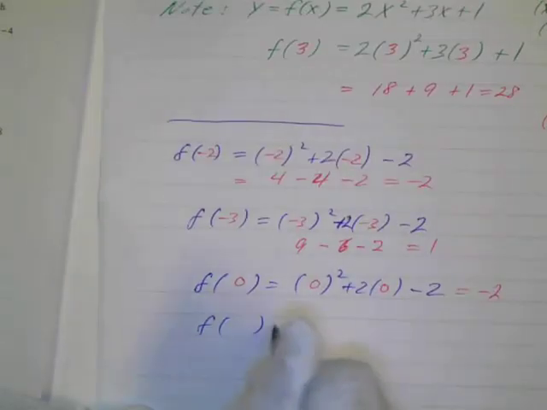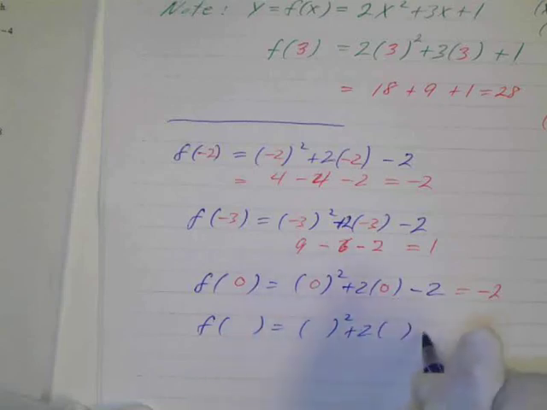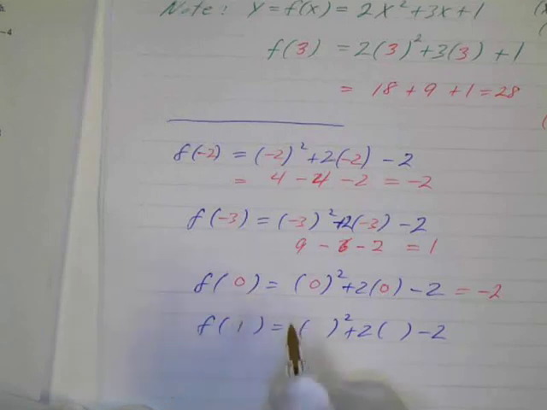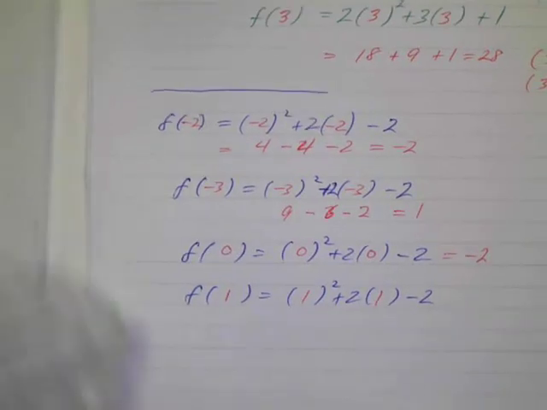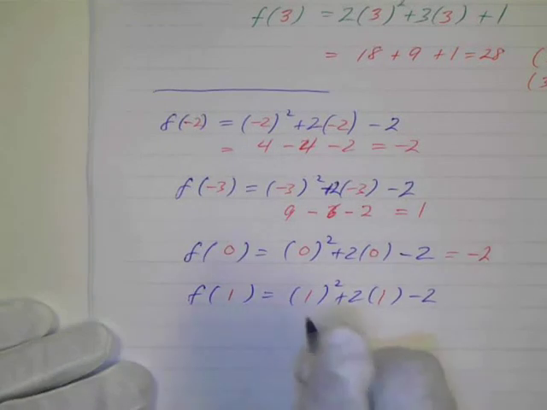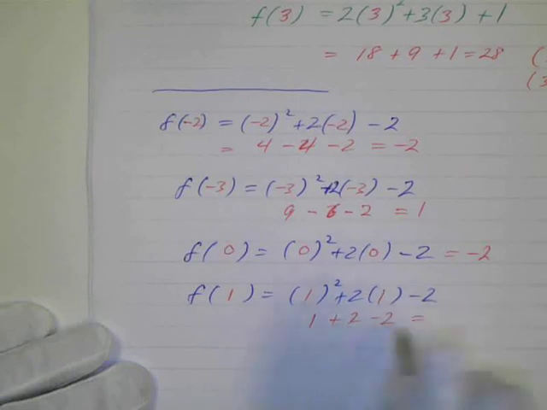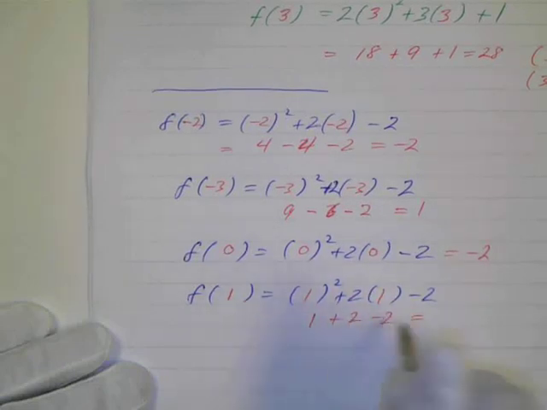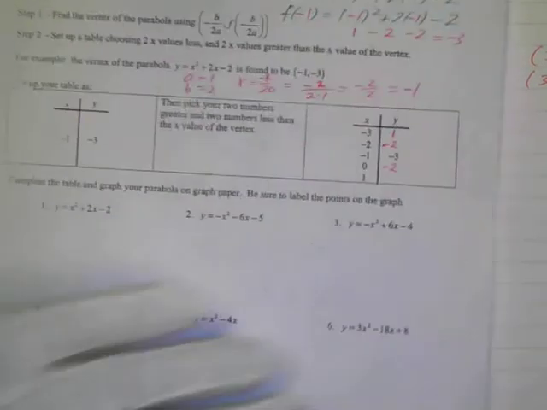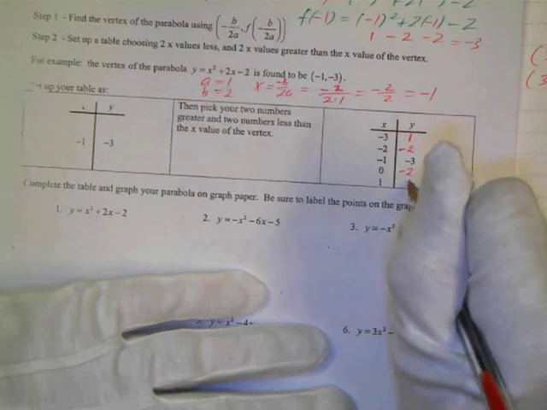Let's do f of something squared plus 2 times something minus 2, and I'm going to put a 1 in. And what's f of 1? Well, it's going to be 1 squared is 1, plus 2, minus 2, and that's going to be 2 minus 2 is 0, so that's just going to be 1. So those are your values.